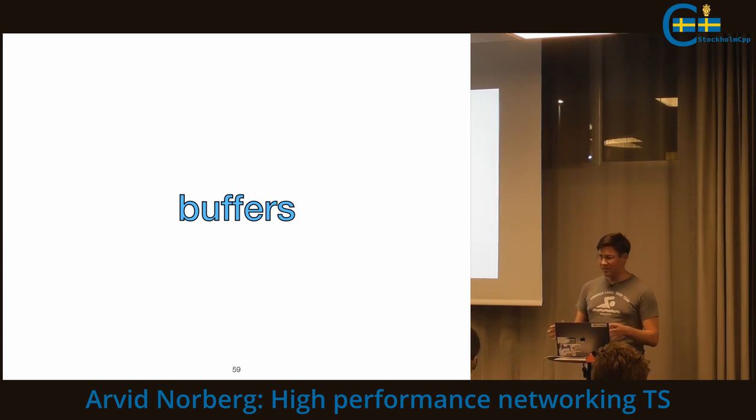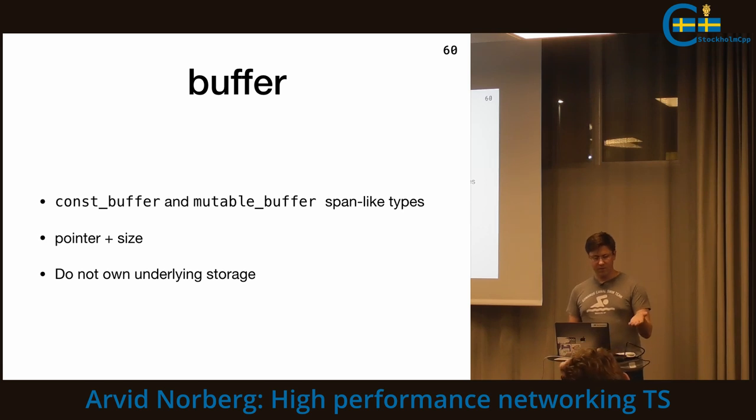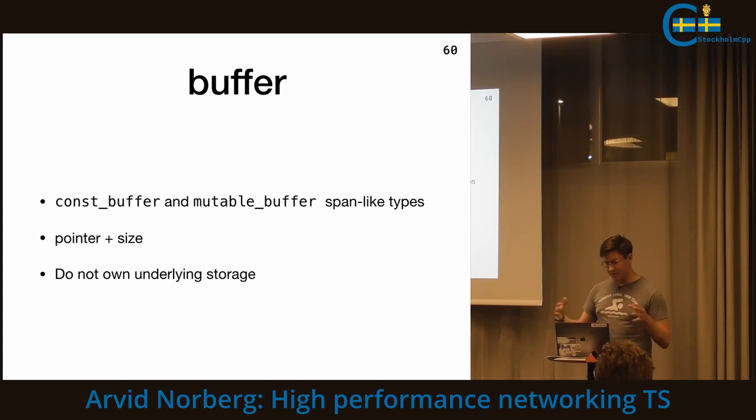All right. So maybe you noticed, but I used a function called net::buffer. So let's talk briefly about buffers. In the networking TS, you have const_buffer and mutable_buffer, and they are basically like span and string_view. So they're a pointer and size pair. Const is obviously immutable, and mutable is mutable, as you might be able to tell. And just like span and string_view, they don't own the underlying storage. So these are the types that you communicate with the networking TS when you want to receive bytes or send bytes.